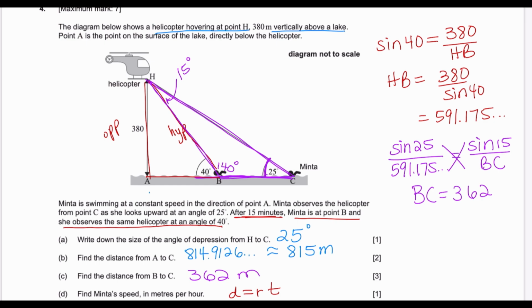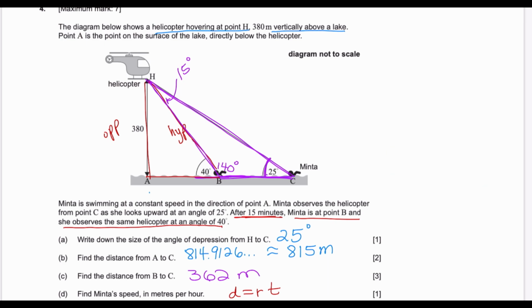So you're going to have to take her distance and multiply it by 4. So Minta has traveled 362 meters going from point C to point B in 15 minutes. There are 4 15-minute intervals in 1 hour, which means that if I multiply 362 times 4, it tells me that she has traveled 1448 meters in 1 hour.